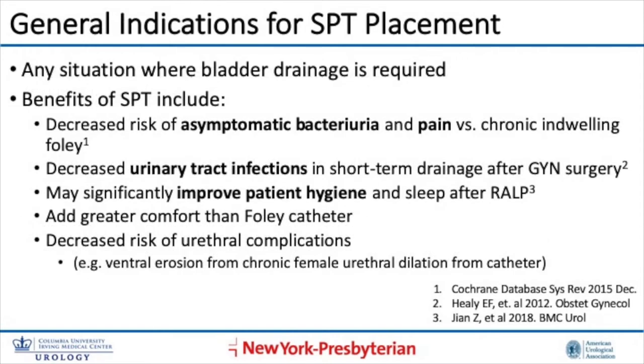Suprapubic tubes are indicated when bladder drainage is required. The benefits include decreased risk of asymptomatic bacteriuria, pain, infection, and urethral complications. They also may improve hygiene and comfort in patients.